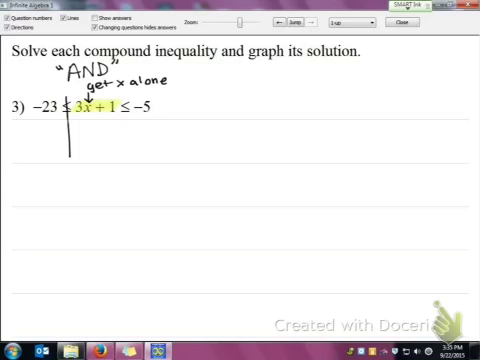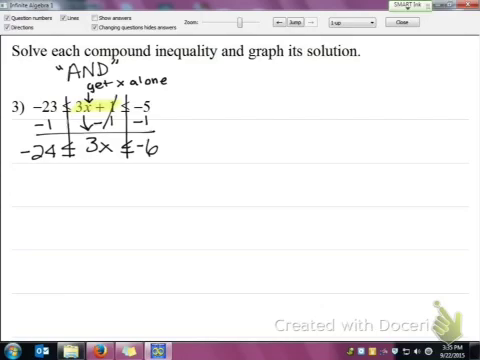Okay, so remember, we kind of treated these like we had two equal signs almost. So to get rid of plus 1, we're going to subtract 1. When we do that, we have to do it from all three sides. Okay? So negative 23 minus 1, that's negative 24. Bring down your symbol. Bring down that 3x. Those 1's canceled. Bring down your symbol. Negative 5 minus 1, that's negative 6 there.